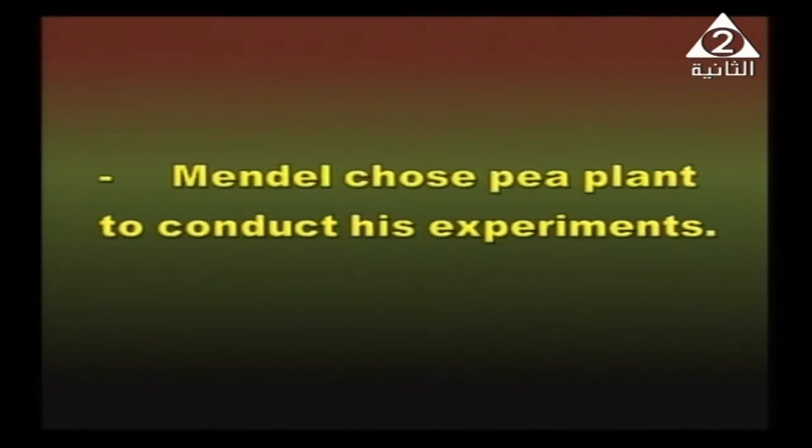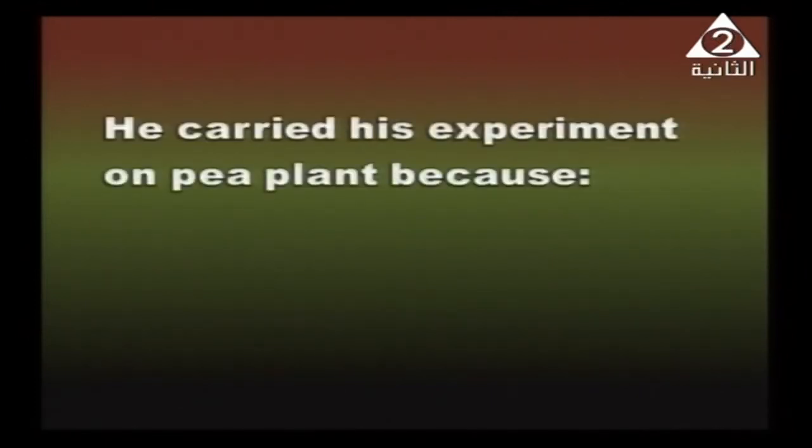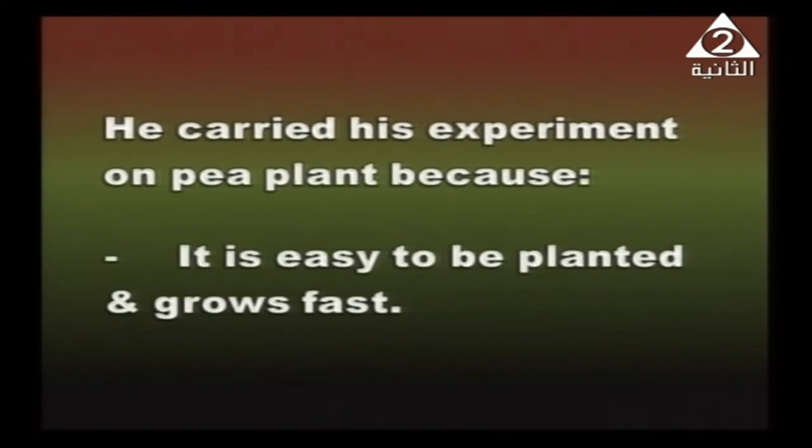Number 2, why did Mendel choose the pea plant to conduct his experiment? Mendel carried out his experiment on the pea plant because there are 6 reasons. Reason number 1, the pea plant is easy to be planted and grows fast.